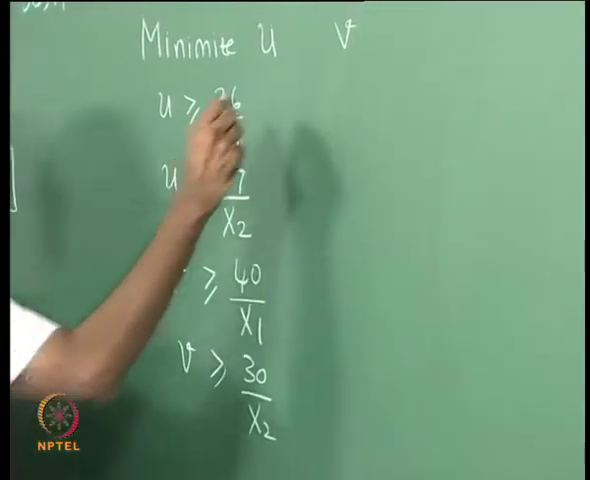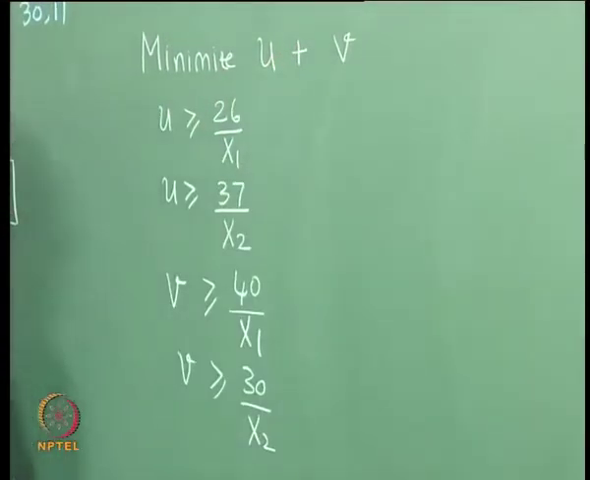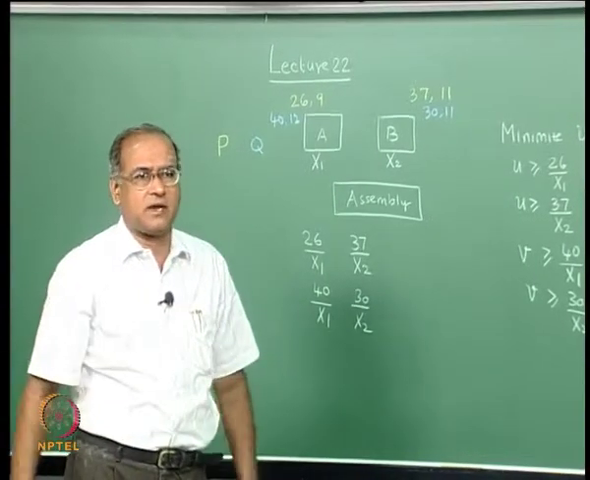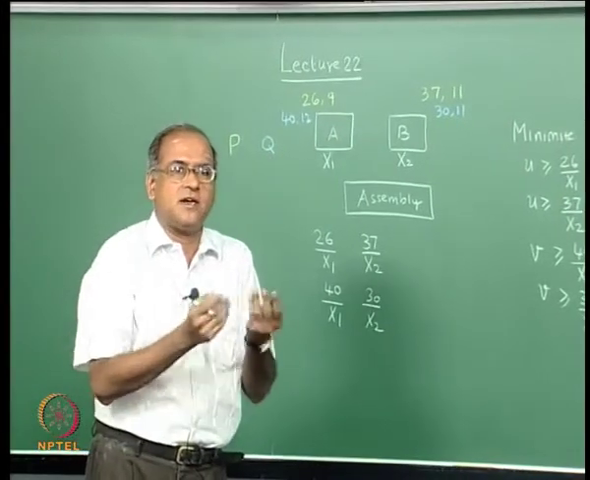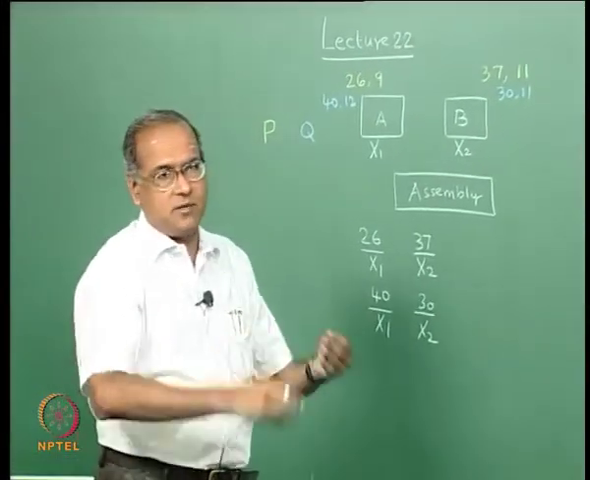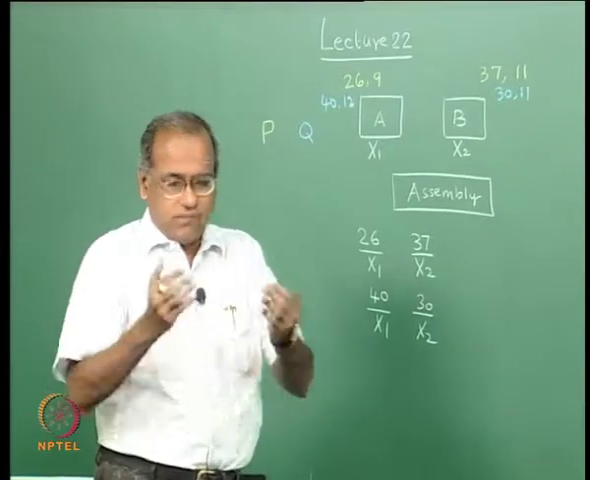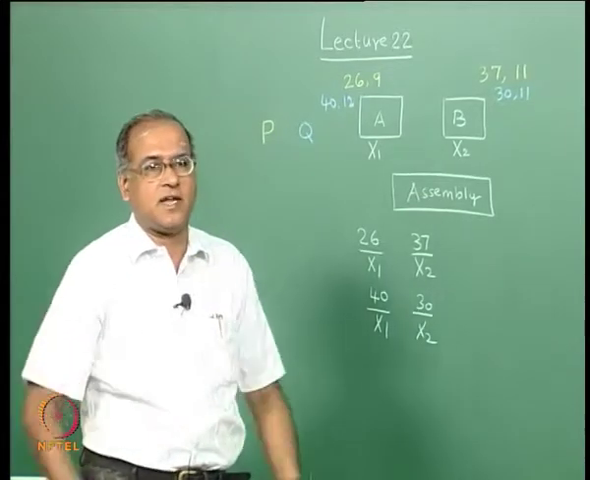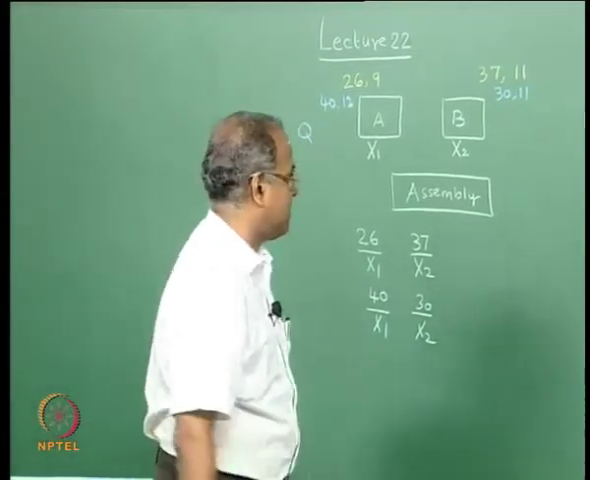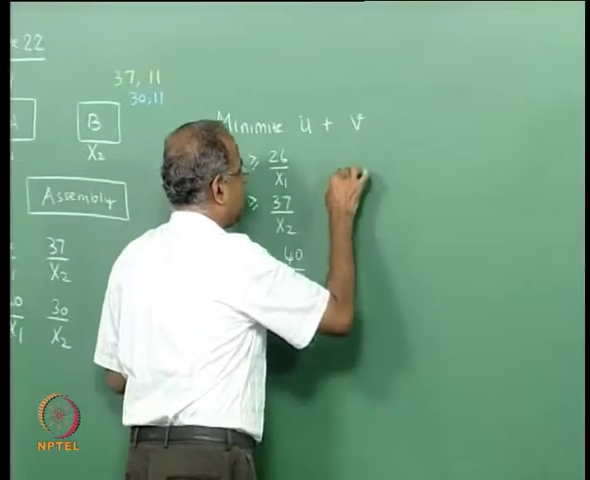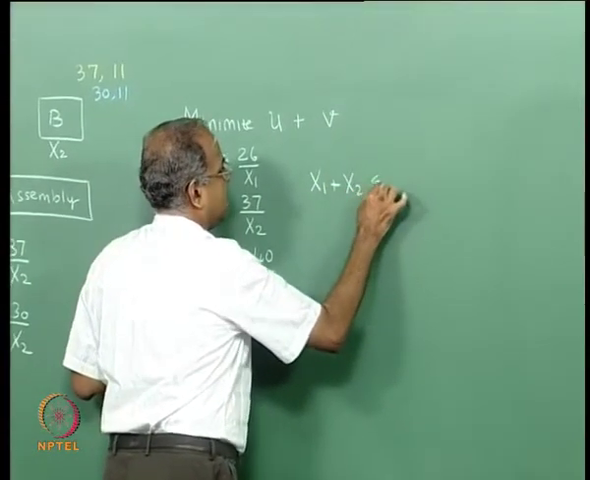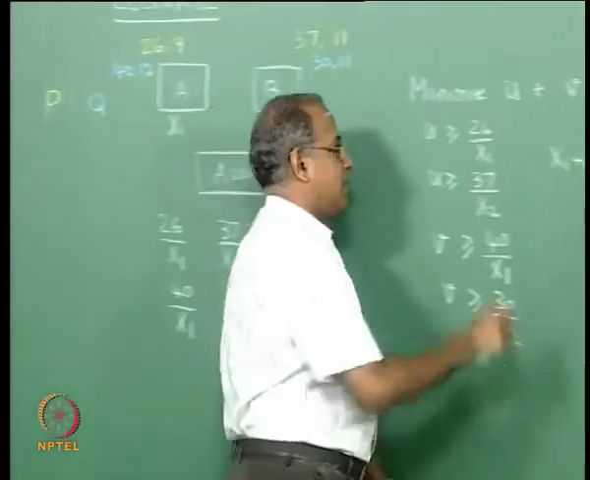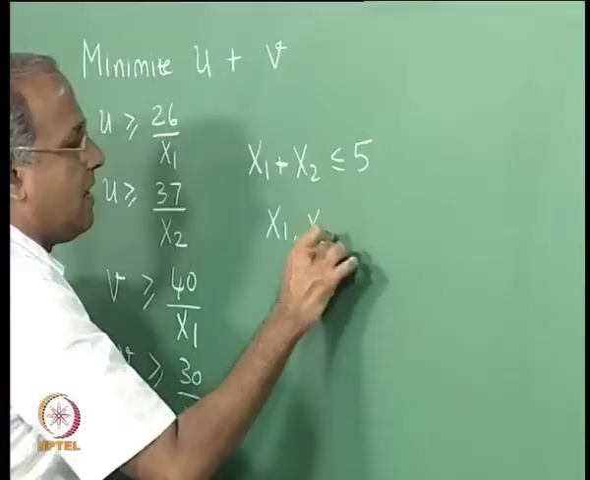Now, we are going to say that we want to minimize the sum of these. So, we simply add, which is a kind of approximation that we make, in the sense that since there are two products, we want to maximize the productivity of both taken together, which means we would like to minimize the maximum time taken for each product on the cells. Then we have a restriction that x1 plus x2 is less than or equal to 5, assuming that there are 5 operators, and x1, x2 greater than or equal to 0 and integer.